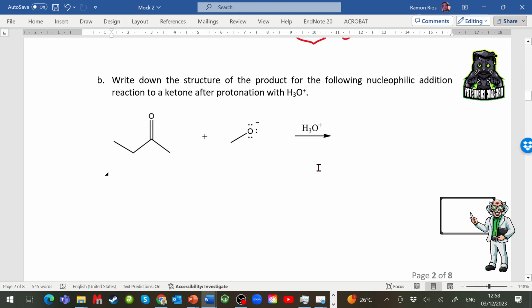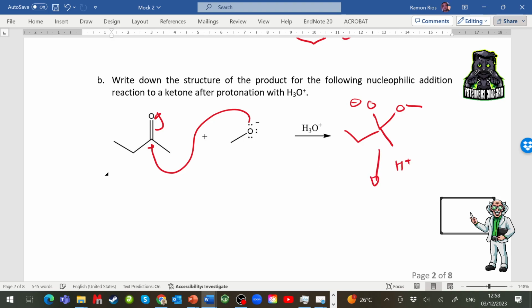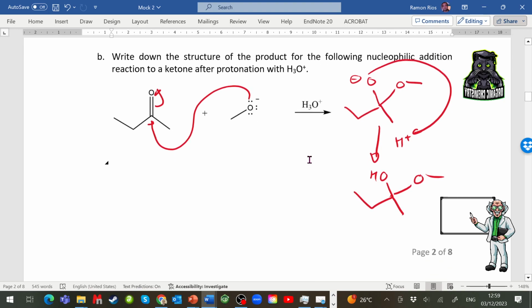Okay, next one. Here basically what is happening is that the methoxide attacks the ketone. Again, in order to avoid breaking the octet, the carbon oxygen double bond is going to the oxygen, and what I generate is this intermediate, okay, and then I protonate with the acid, the pair of electrons of the oxygen take the acid, and I will generate this hemiacetal. Okay.